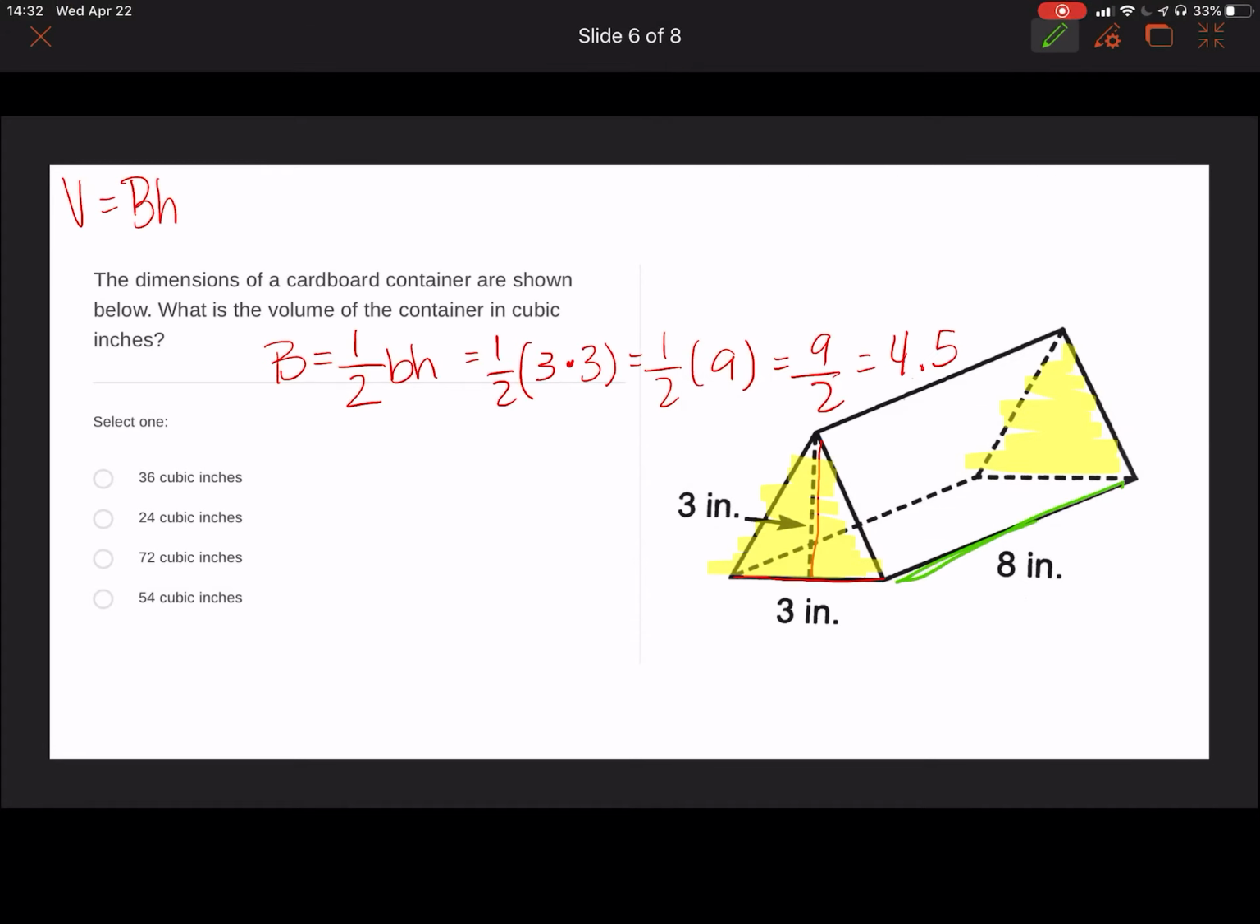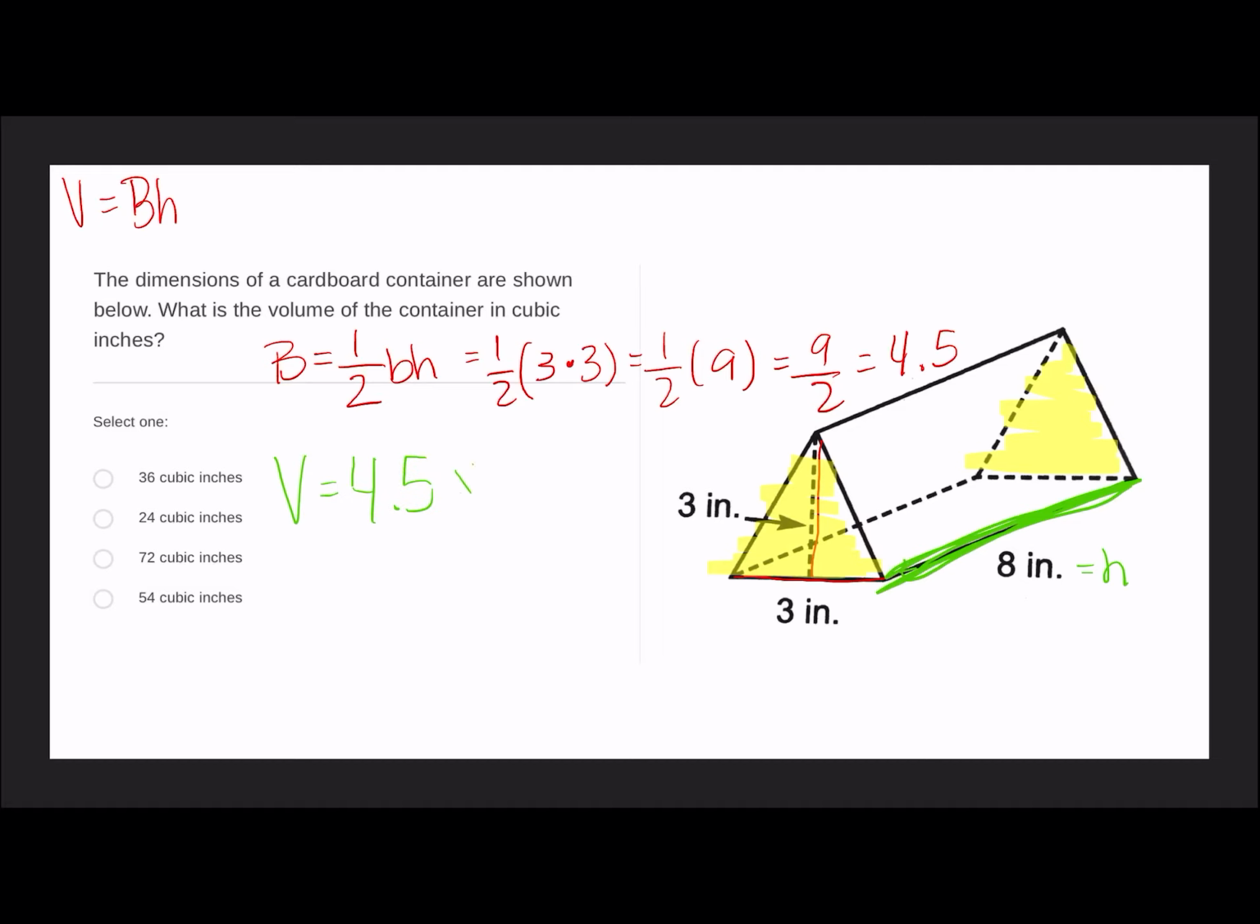And remember, the distance between the two bases is our height. So then we have volume, area of the base, times the height of the prism. One decimal place, one decimal place. So our final answer would be 36 cubic inches.